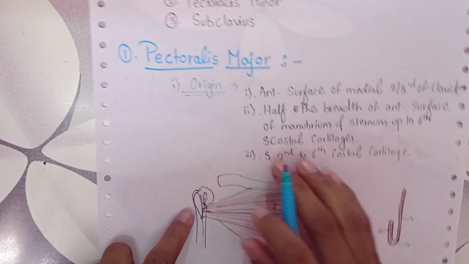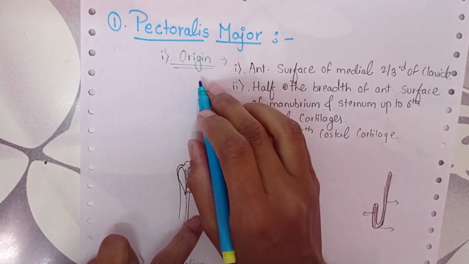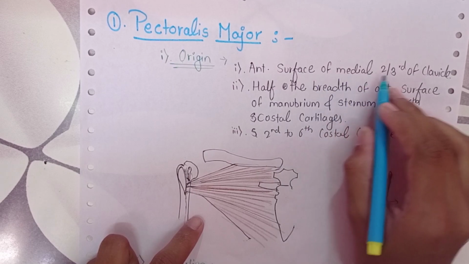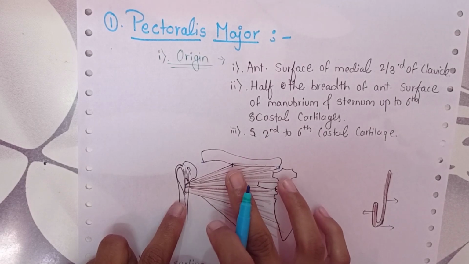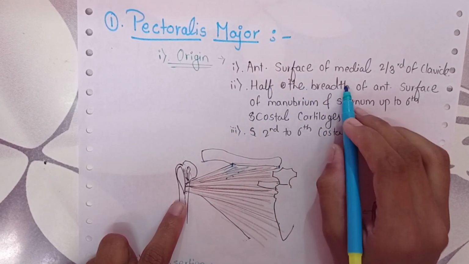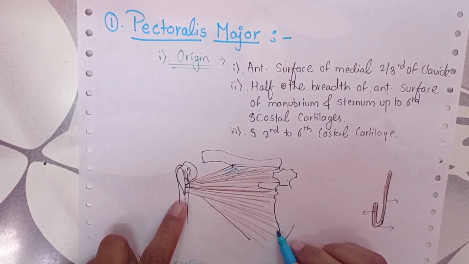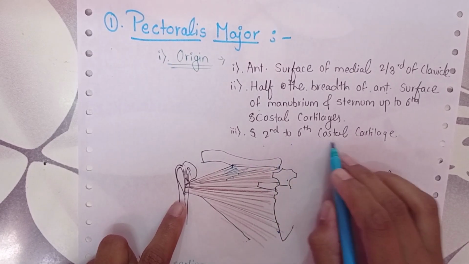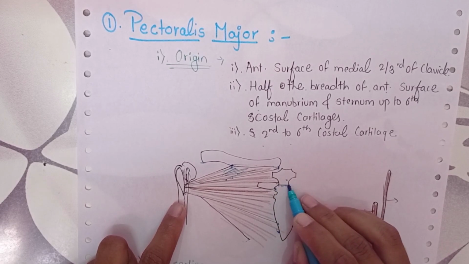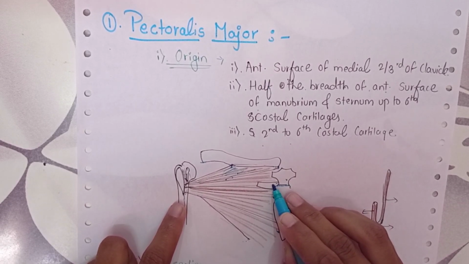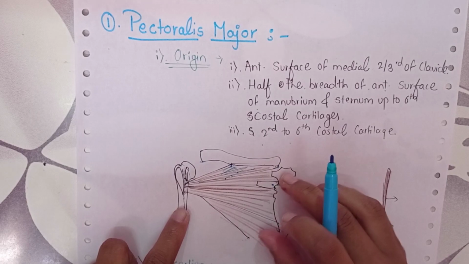Origin of the pectoralis major. There are 3 different points that we have to remember in the origin. First, the anterior surface of the medial 2/3 of the clavicle. Second, half the breadth of the anterior surface of the manubrium and the sternum, up to the 6th costal cartilage. From the 2nd costal cartilage, where the manubrium and the sternum intersect, to the 6th costal cartilage, muscle fibers arise.